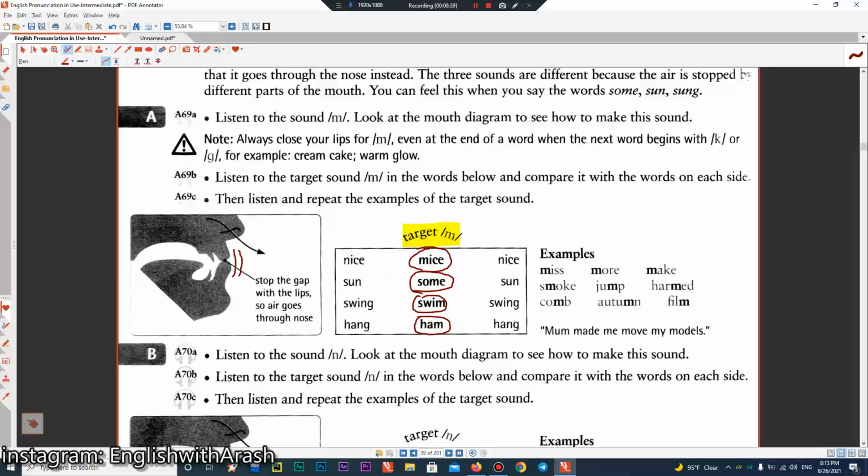Now, let's look at some more examples that are on the right. This part. Listen and repeat.